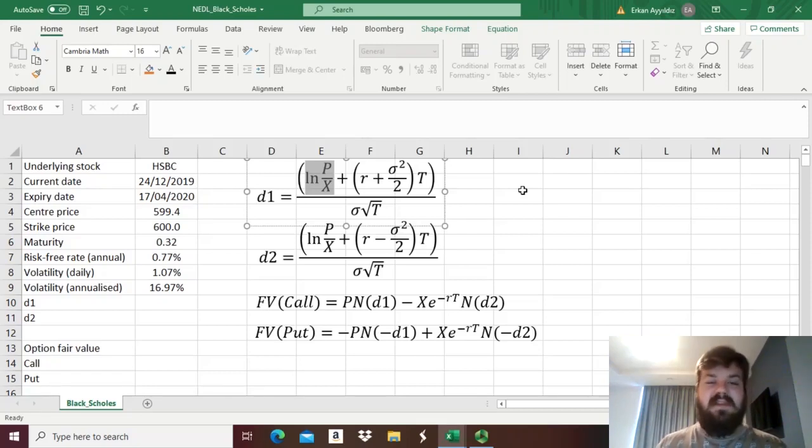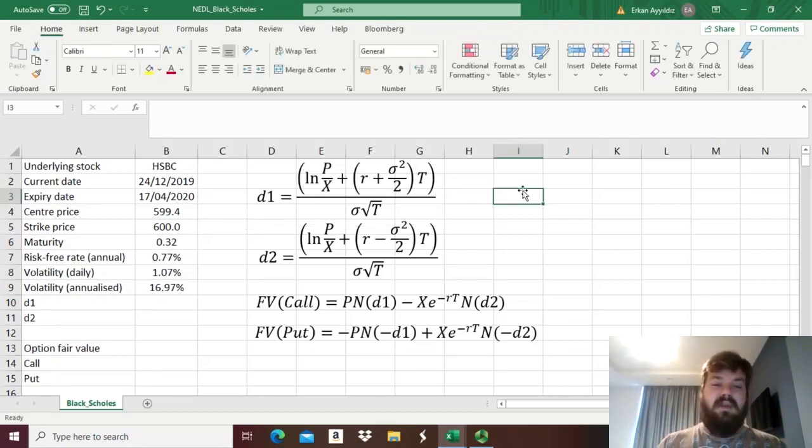Because, obviously, if the strike price is very far away from the center price, it's less likely that the share price at the expiry date will be either in or out of the money, depending on whether you consider a call or a put. Without further ado, we could calculate those D1 and D2 values.